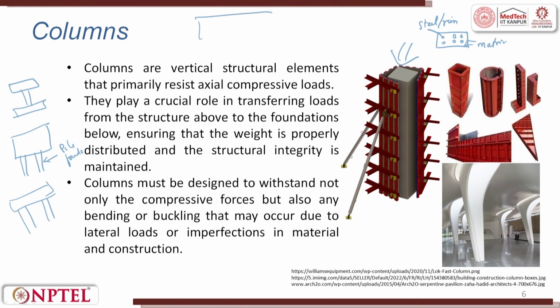So, then generally what we do is assume that we have a flat floor, and you can have multiple columns. Now these columns try to distribute the load. When you try to have a column and when you try to compress it, it tries to buckle. This is called bending or buckling. So, the material will get deformed. So, a straight line now will become shorter. So, the distance will reduce. The column must be designed to withstand not only the compressive force, but also any bending or buckling that may occur due to a lateral load or imperfection in material and construction.